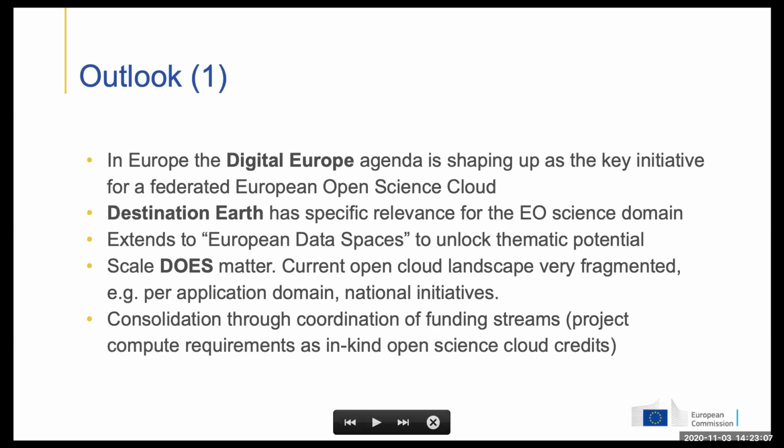And then there is still a lot of fragmentation there that needs to be resolved. And one way to resolve it is also, of course, not just putting up the particular hardware, but also making sure that the funding streams are directed to use of this infrastructure. Last slide, please.